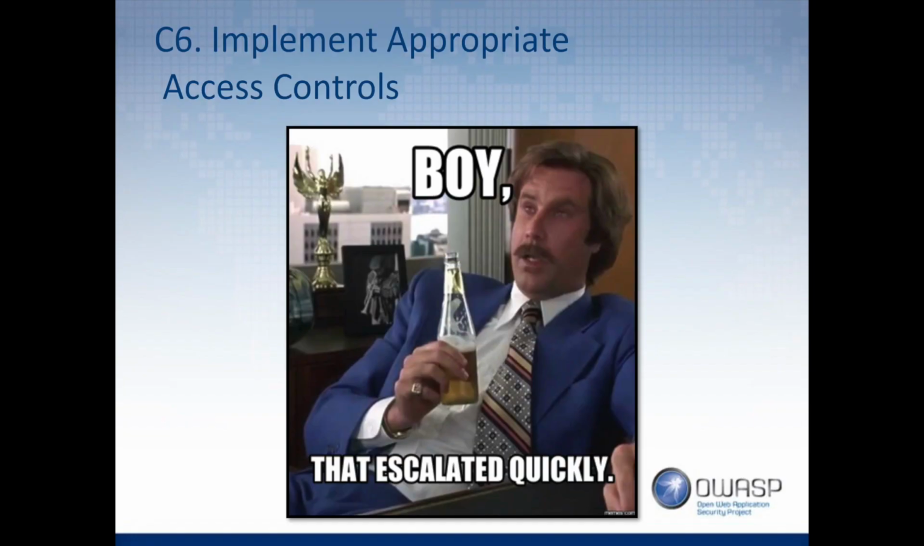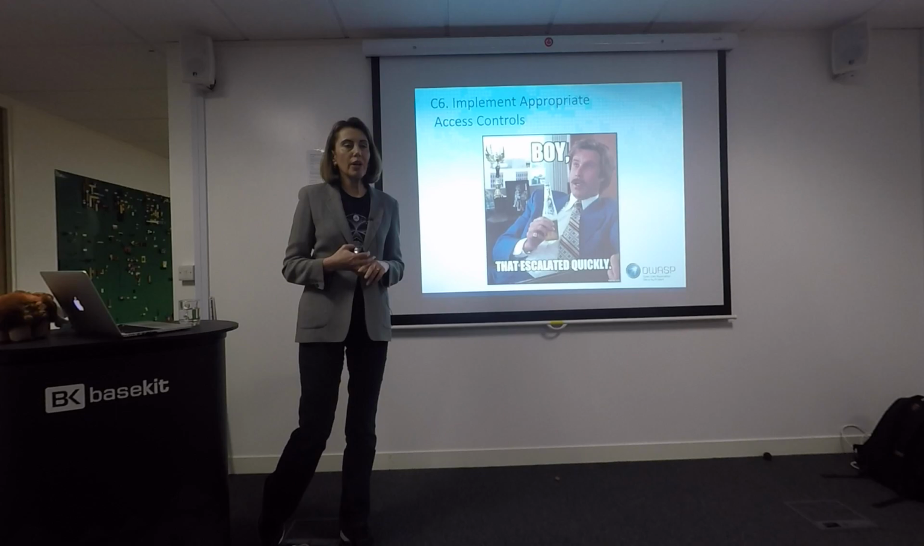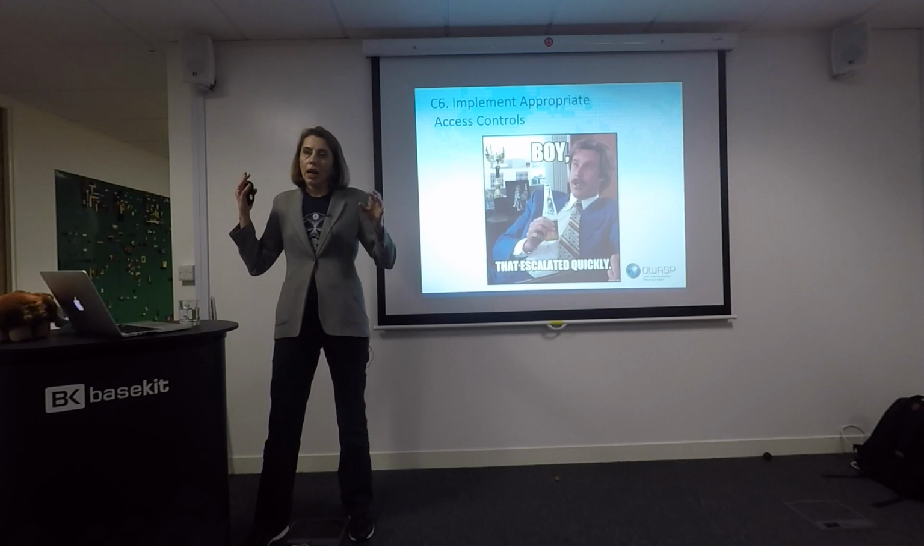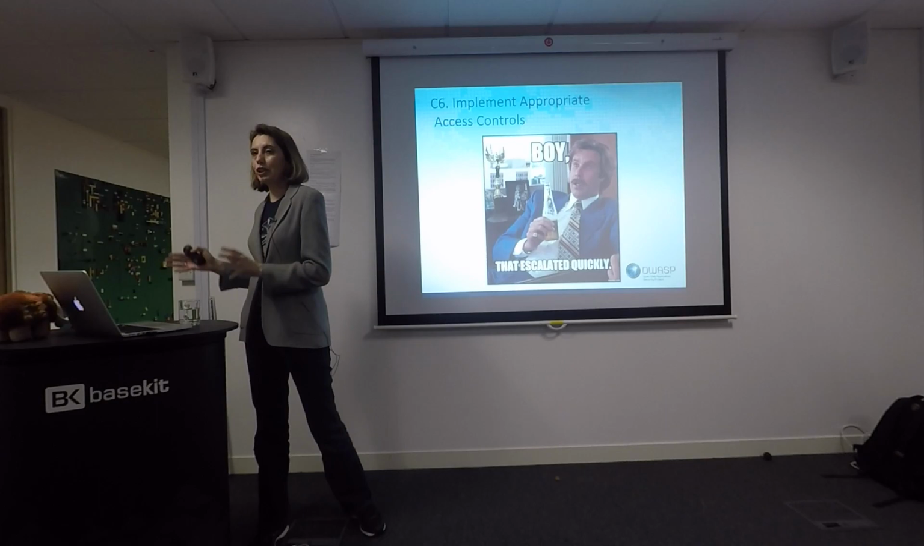The next control is about what is accessed. This is about, do I have the right to see this page? Do I have the right to see the content of this page? And for this, we have control number 6, implement appropriate access controls. To do it from scratch is very, very difficult. The best way is to choose a framework that already has well-designed access controls in place.